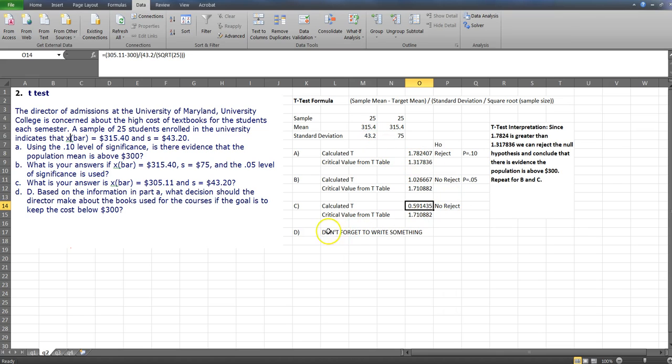And then for the last part D, I wrote in here, don't forget to write something, because a lot of people forget to do that. So based on the information in part A, what decision should the director make about books? You should make your decision based on the results that are given here, okay?